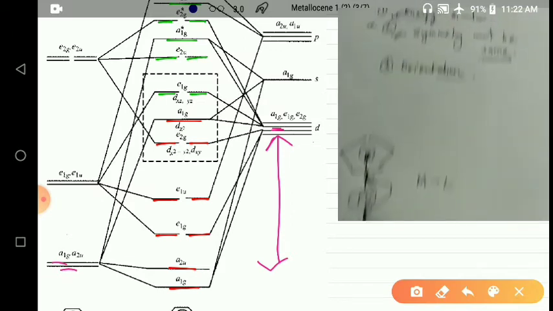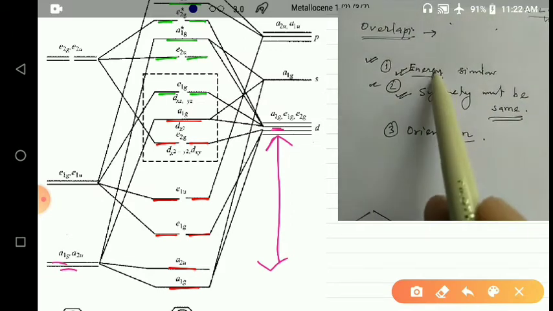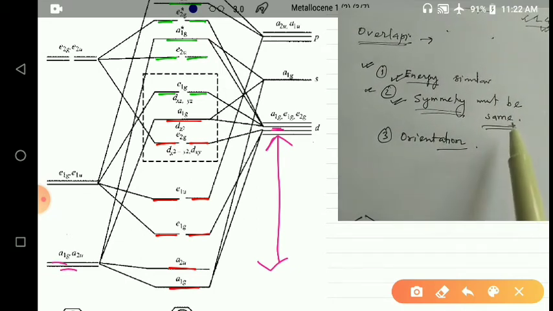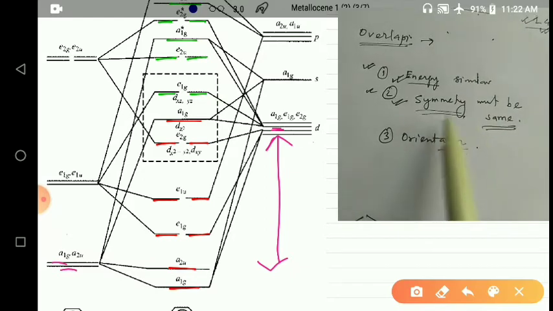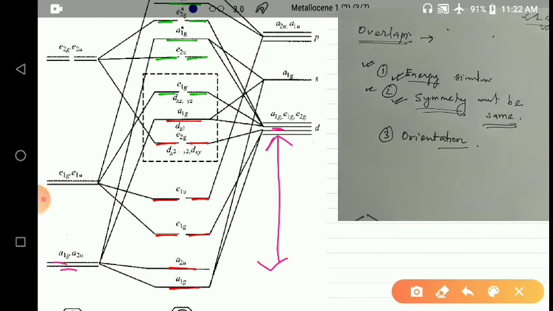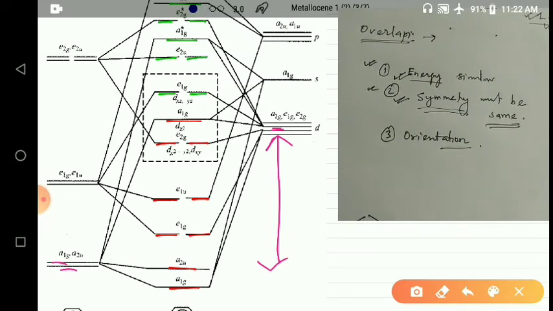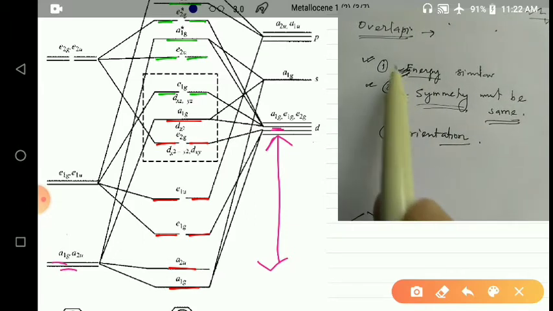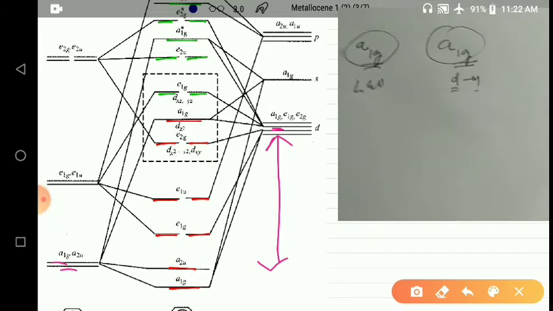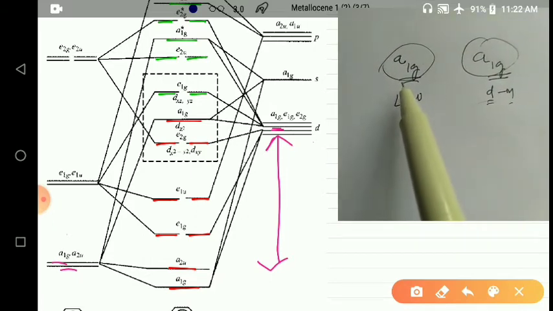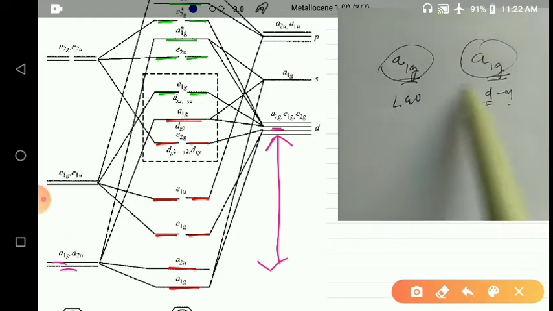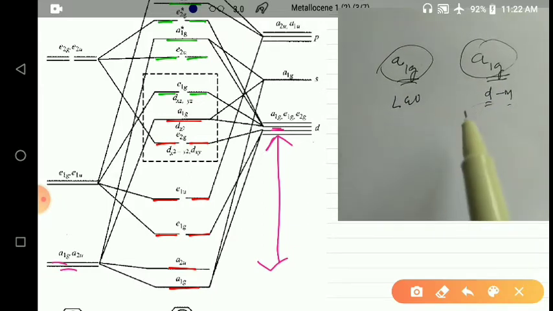We already know the three conditions, and energy should be similar. Symmetry alone will not tell you whether the bond is strong or not, because symmetry only tells you whether the overlap is possible or not. The strength of the bond depends upon all three factors. Here the energy of the ligand group orbitals of A1g is quite different, and the difference is significant, so they are not going to give a strong bond.